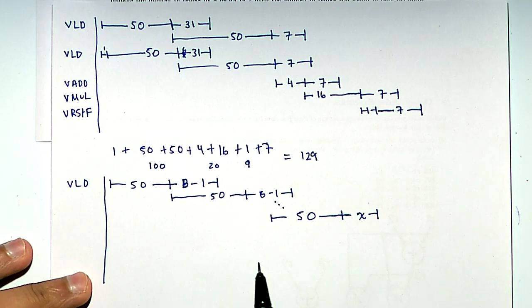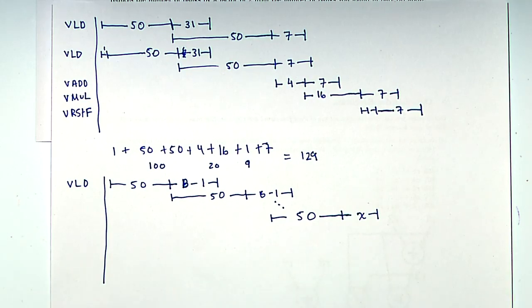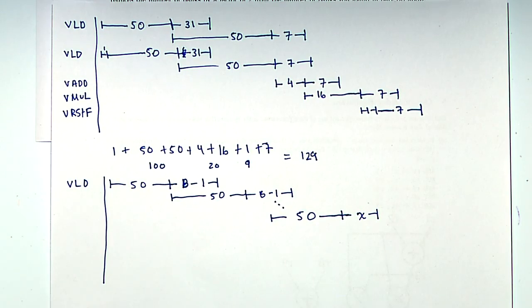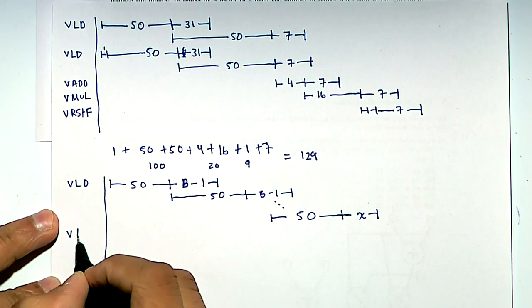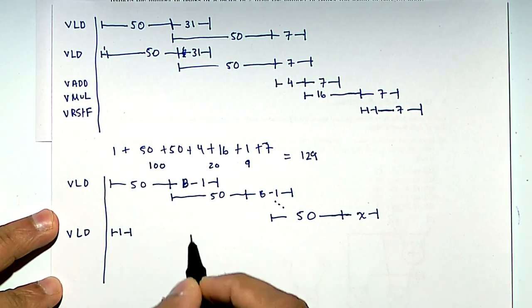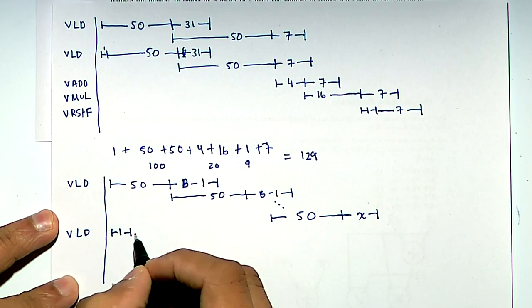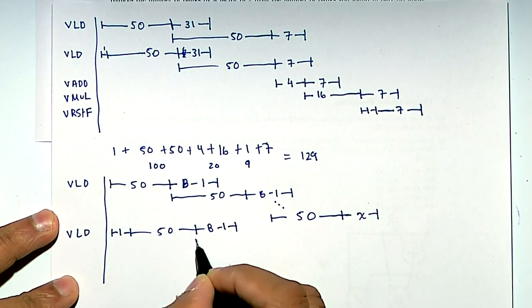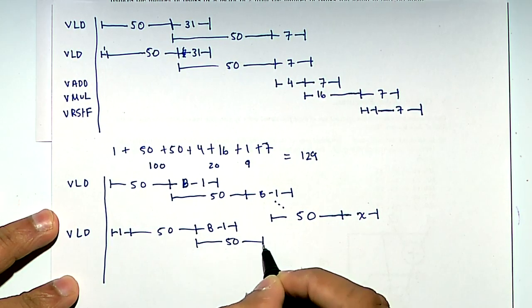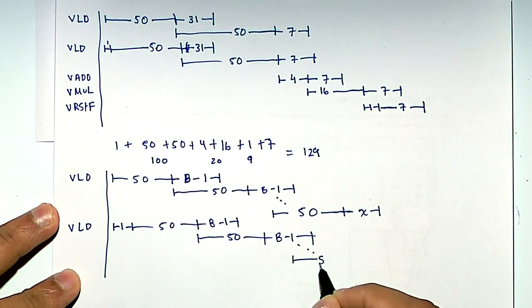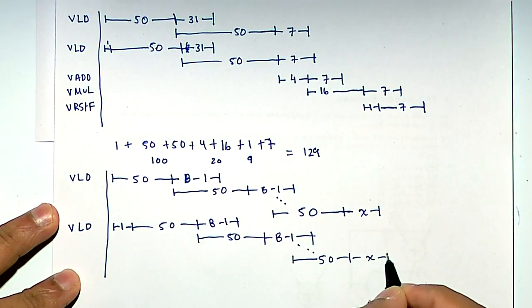And so this is our representation for the first load. Our representation for the second load is the exact same thing, but shifted by 1 cycle, right? Because we're assuming that each load uses one of the ports from each bank. So our second load is just a 1, followed by all of this exact same stuff, right? So we have a 50, and then we have a B minus 1, and we have another 50, and then we have a B minus 1, and so forth until we have our 50 and our x.